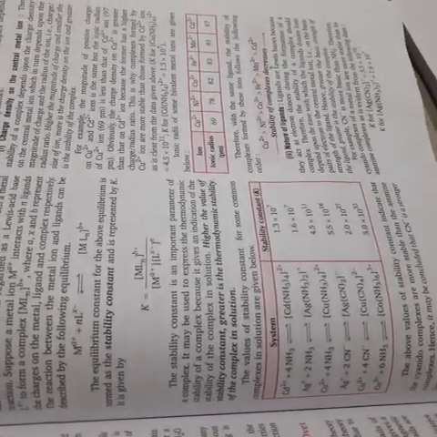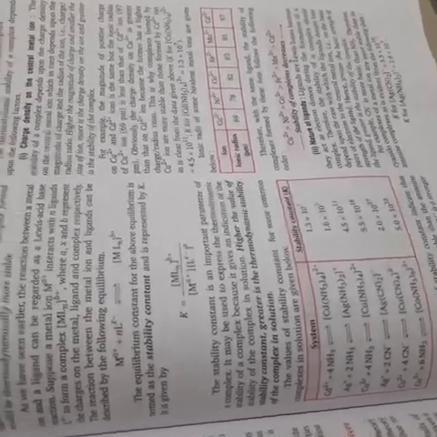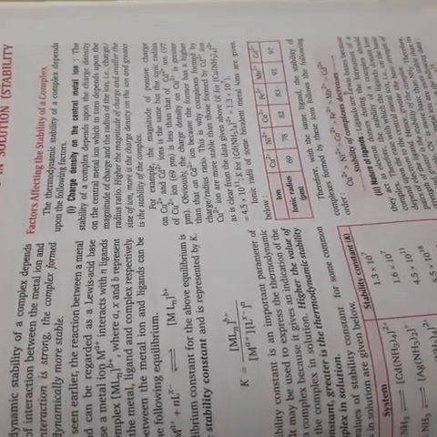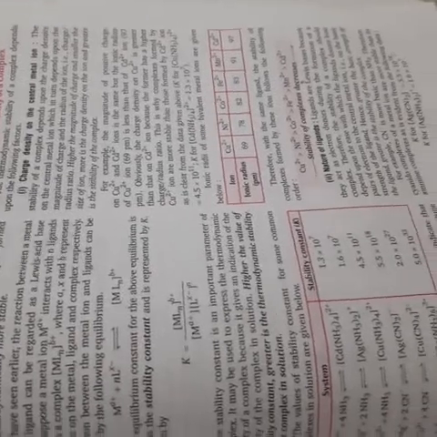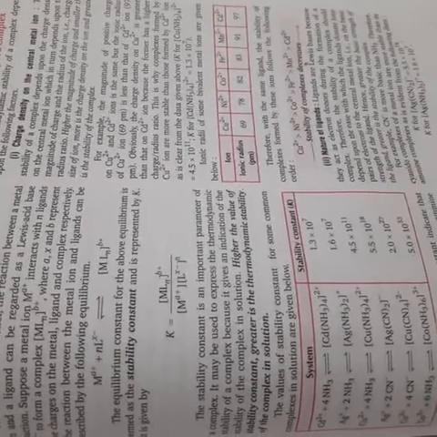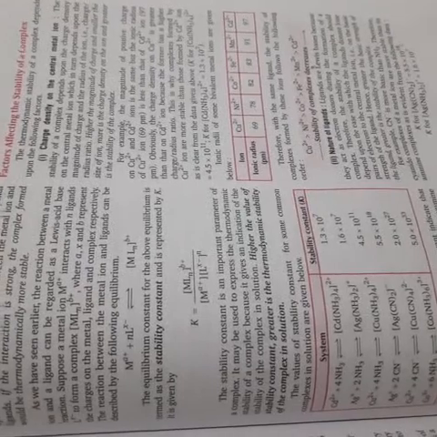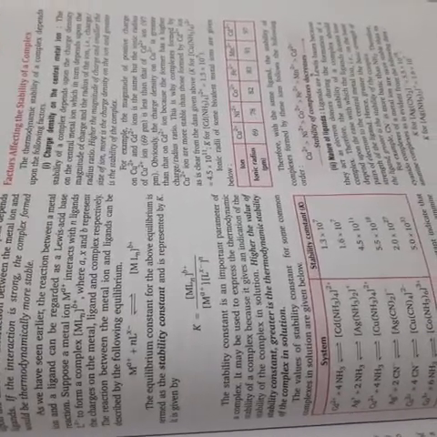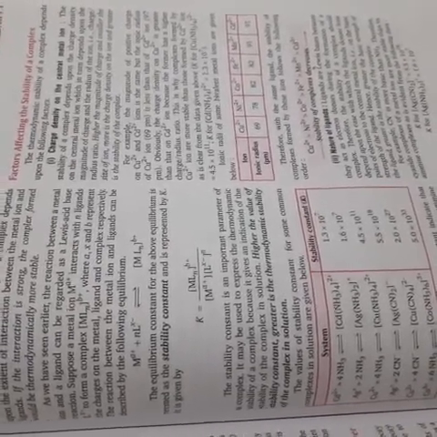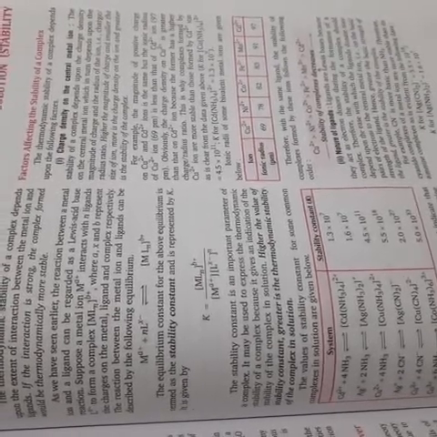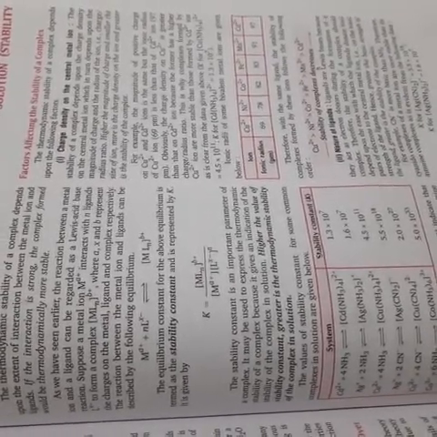Now the factors affecting stability of a complex. First is charge on the central metal ion. Greater the charge on the central metal ion, greater the stability of complexes. Nature of the metal ion. Group 3 to 6 and inner transition elements form stable complexes when donor atom of the ligands are nitrogen, oxygen and fluorine. The elements after group 6 of the transition metals form stable complexes when the donor atoms of the ligands are the heavier members of nitrogen, oxygen and fluorine family.